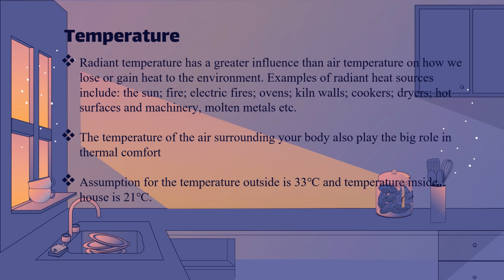The temperature of the surrounding air also plays a big role in thermal comfort. So in this study, the assumption for the temperature outside is 33 degrees C and the temperature inside the house is 21 degrees C. As we know, air conditioning is provided and the temperature inside the house will be cooler than the outside temperature.